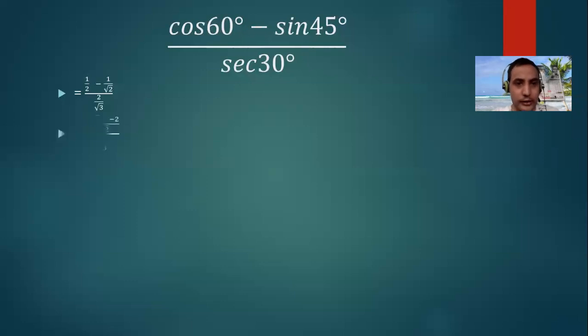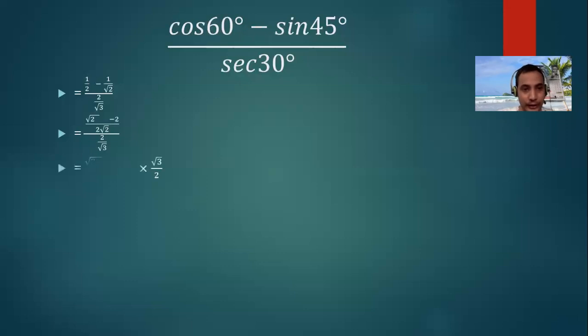And then students, you take the LCM. LCM of 1 by 2 and minus 1 by root 2. In these two fractions, 2 root 2 is the LCM. In the first numerator, root 2 will multiply, minus 2, and 1 multiplied, minus 2, will be there, by 2 by root 3. 2 by root 3 is there as the value of sec 30 degree.